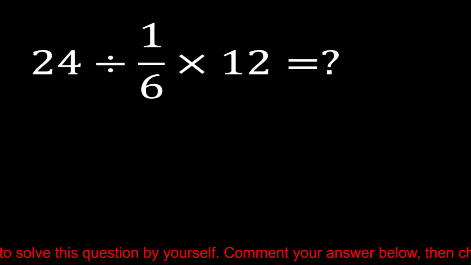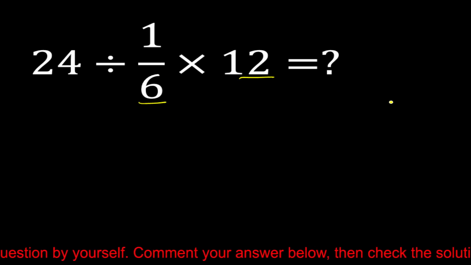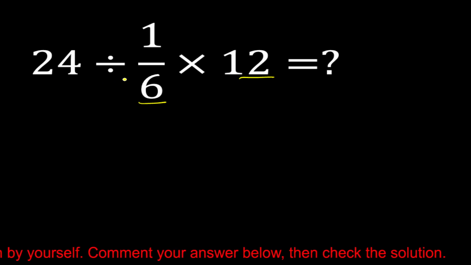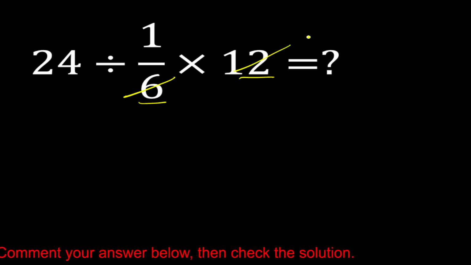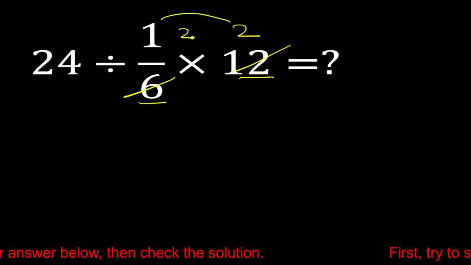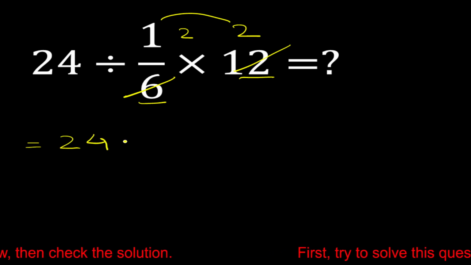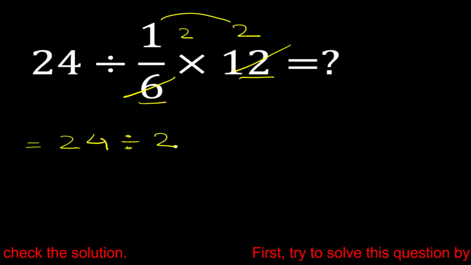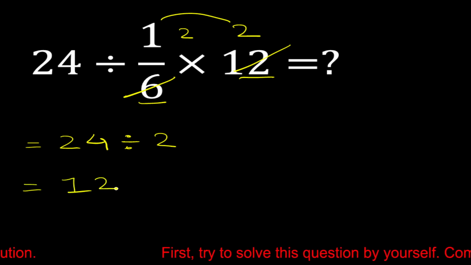So 24 divided by 1 by 6, then multiply 12. Most people solve this question like this: 12 divided by 6 is equal to 2. Now 1 multiplied by 2 is equal to 2. So the expression becomes 24 divided by 2. Now 24 divided by 2 is equal to 12.